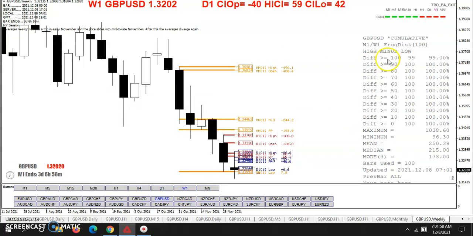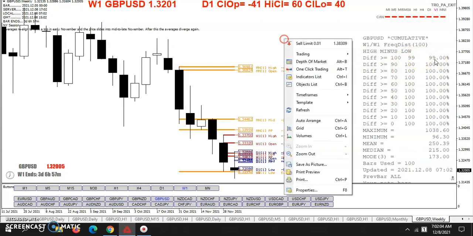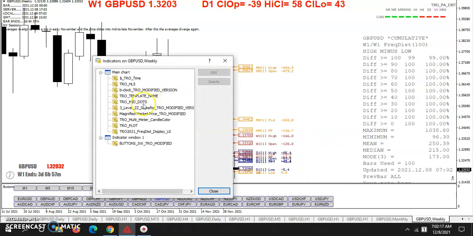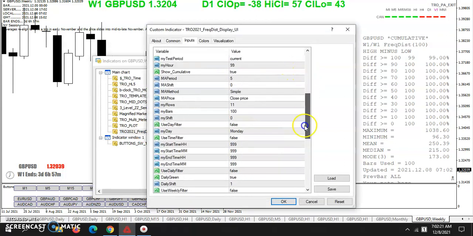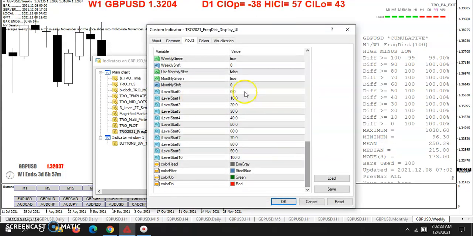Now, this is where the user inputs come in handy, because you can see here, greater than 100, 1 out of 100 times it wasn't greater than 100 on the weekly. So, okay, frequency distribution, edit. And this is where you can put in where these levels start.